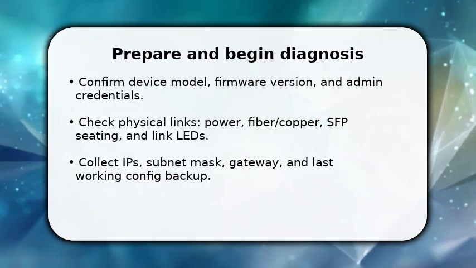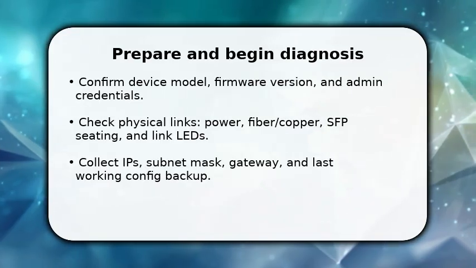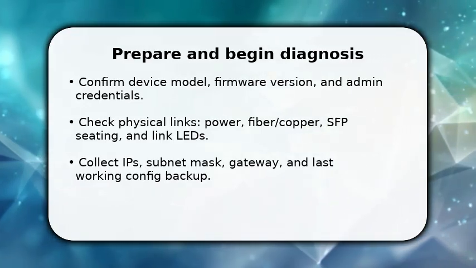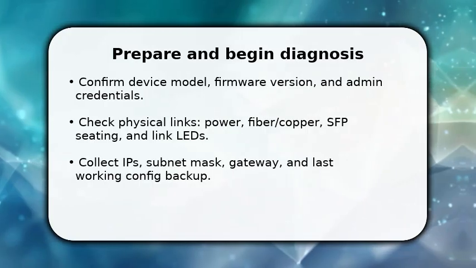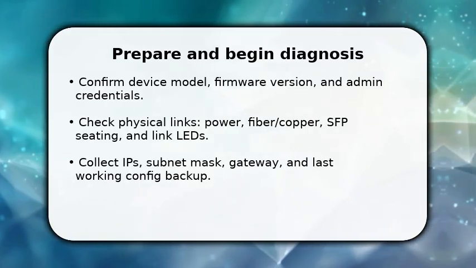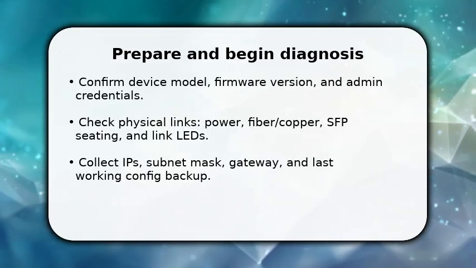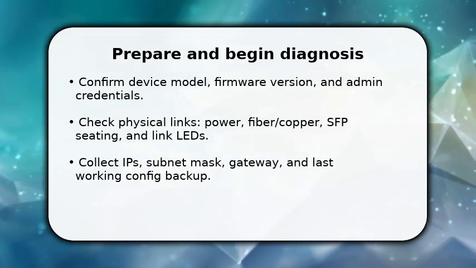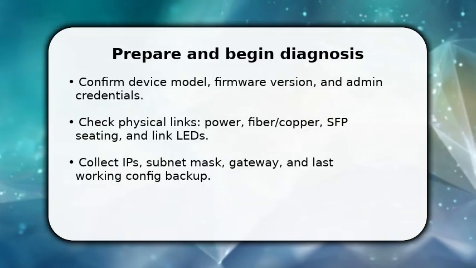You start by validating prerequisites and taking ownership of the problem. Gather the Huawei model, firmware, admin login, and a working config backup. Next, verify physical connections and link LEDs so you avoid chasing software symptoms when cabling is at fault.